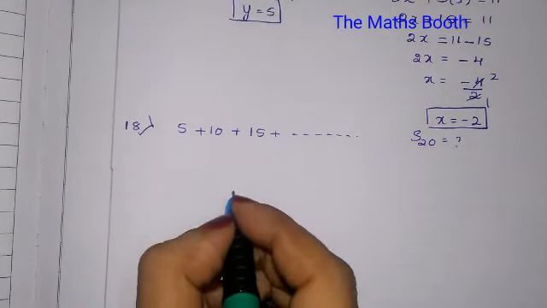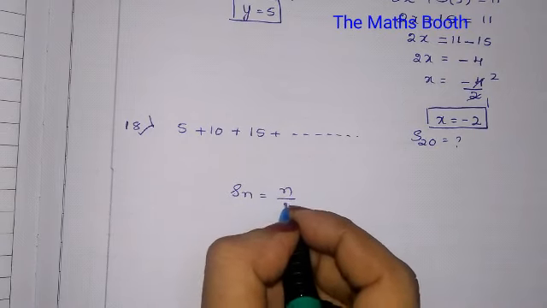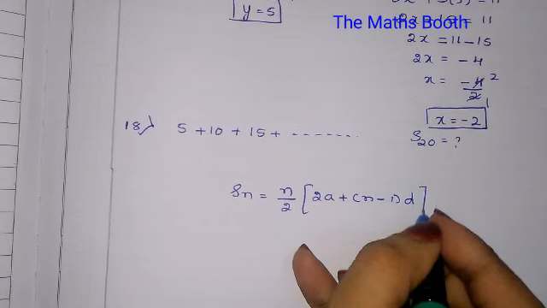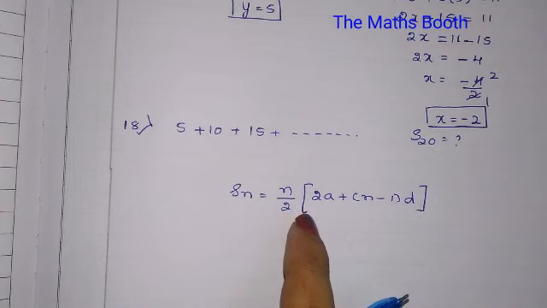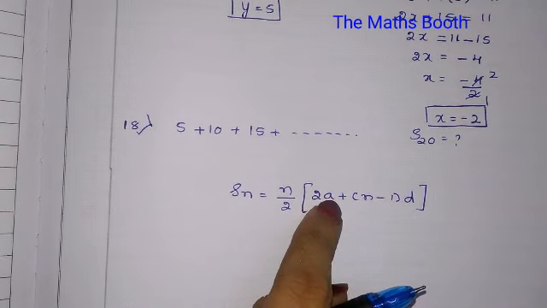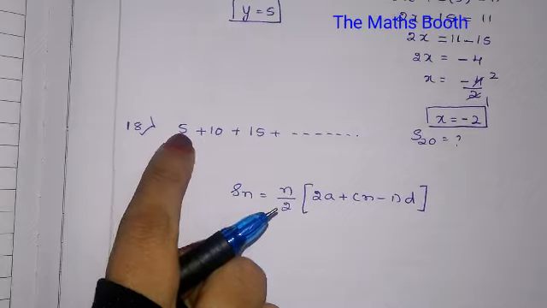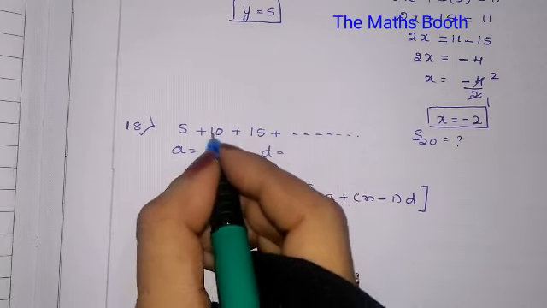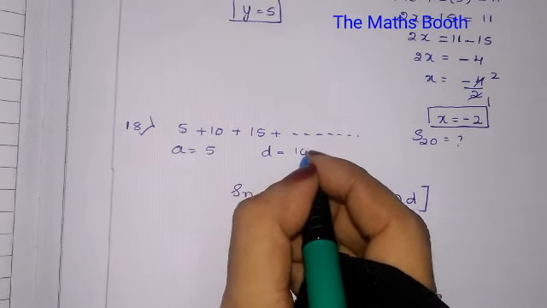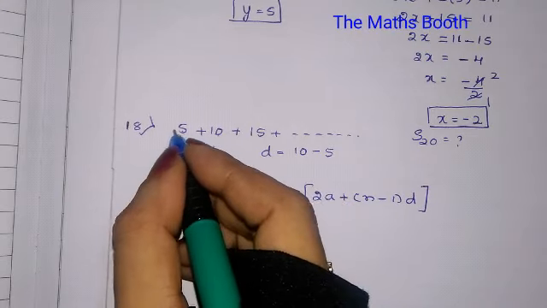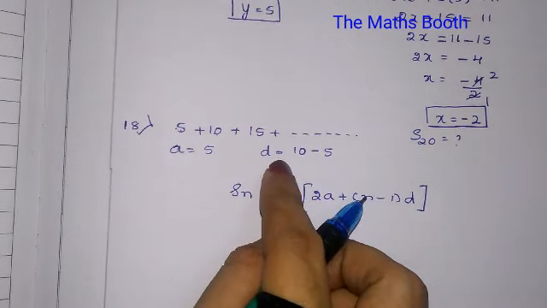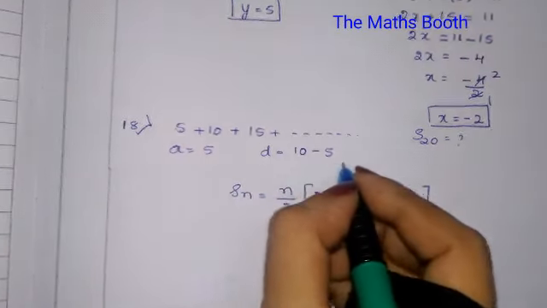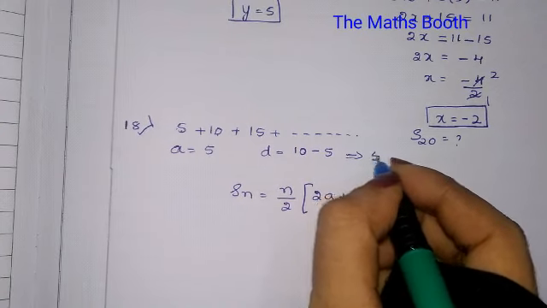We know the suitable formula is Sn equals n by 2 into 2a plus n minus 1 into d. This is the formula. So to find the sum of 20 terms, we need the first term a and d. We know the first term a equals 5 and d is second term minus first term, 10 minus 5. Always we get d as second term minus first term, or third term minus second term, like that. So the d value we got is 10 minus 5 is 5.